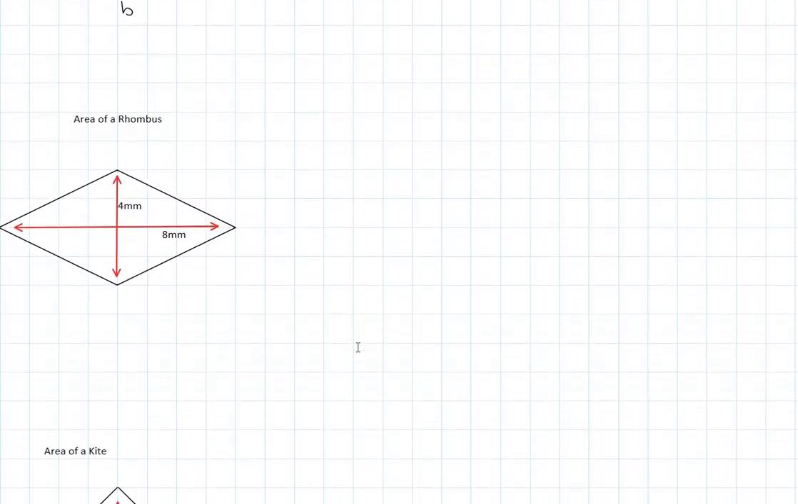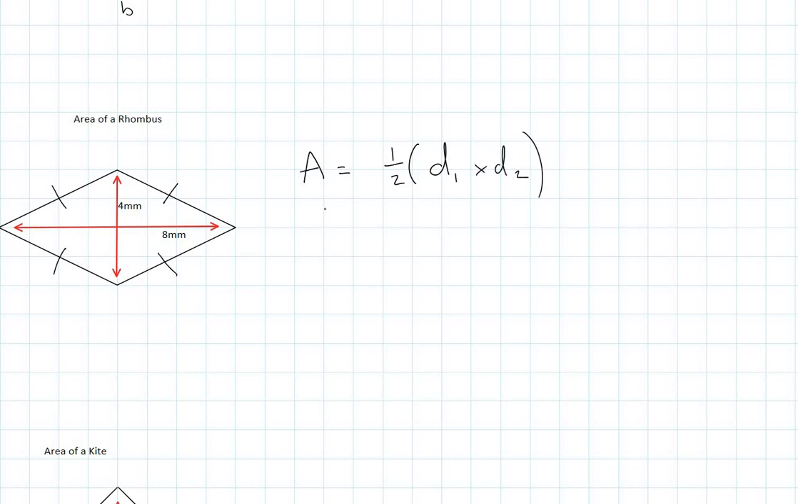Okay? A rhombus is any shape where all four sides are the same length. Now, how that would be marked in a picture is they'd all have the same dash going through them. Okay? That shows you that these four sides are all the same length. So the formula to find the area of this rhombus is area is half of d1 times d2, where d1 and d2 are the diagonals, okay? So that's your 4 millimeters and 8 millimeters here, d1 and d2, okay?